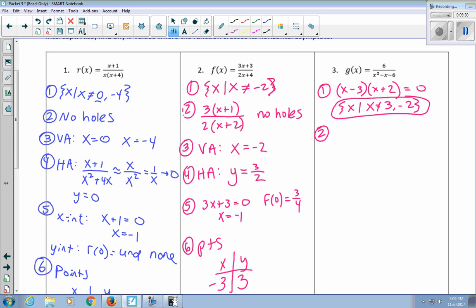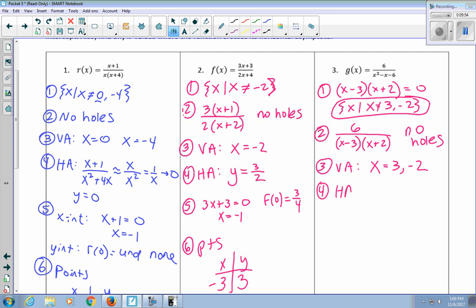Step 2 is to factor everything and cancel if possible. So I have 6 over x minus 3 times x plus 2. Nothing cancels, so I have no holes. Step 3, vertical asymptotes. Those happen when the denominator equals 0. So this is x equals 3 and -2.